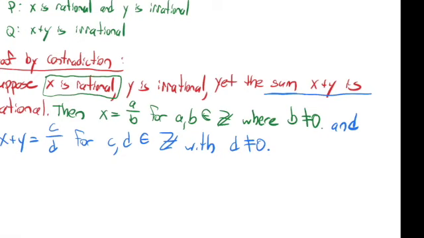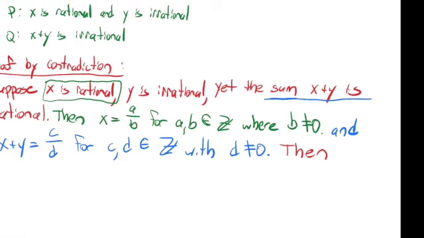So we've written out our assumptions: x is a over b, and x plus y is c over d. Anyone have any ideas about what we can do with this? So we want to say something about y, right? We want to get some sort of contradiction here. And so one thing that we've claimed about y so far is that it's irrational.